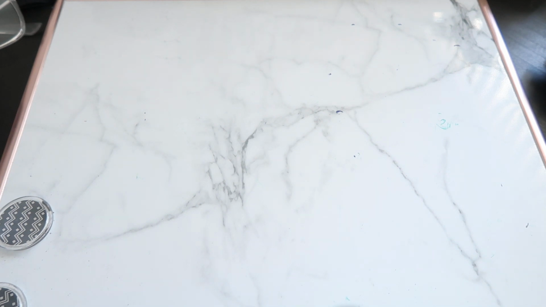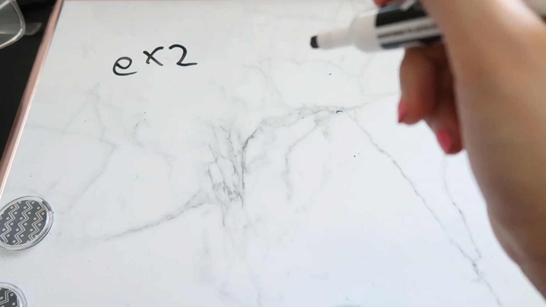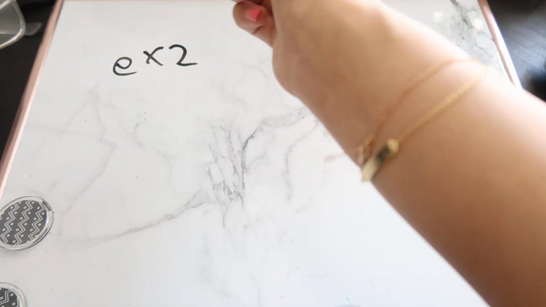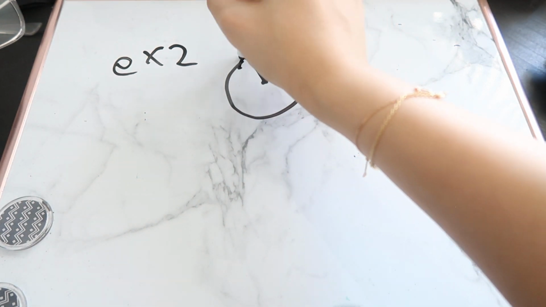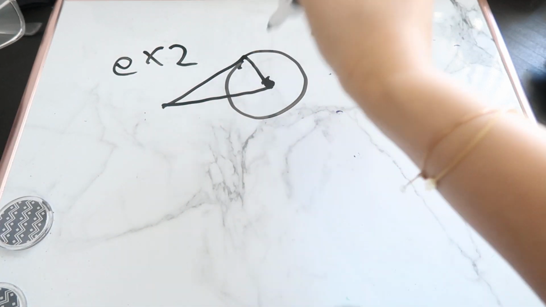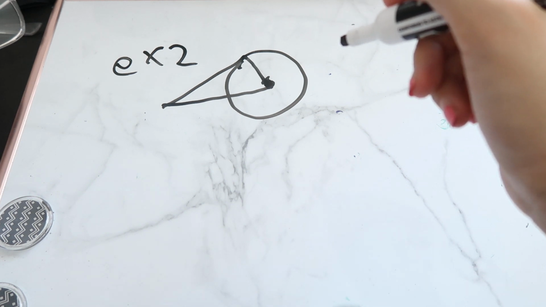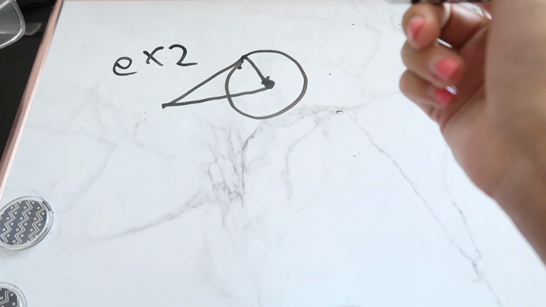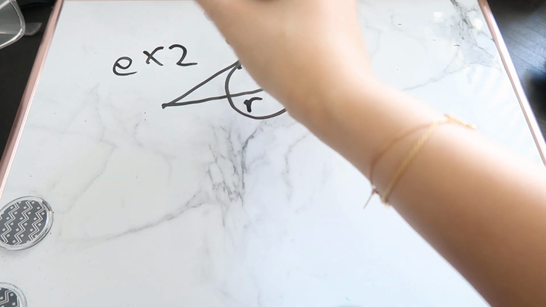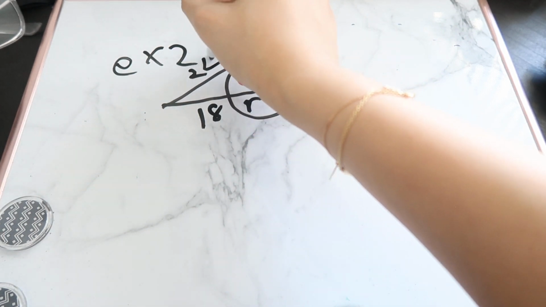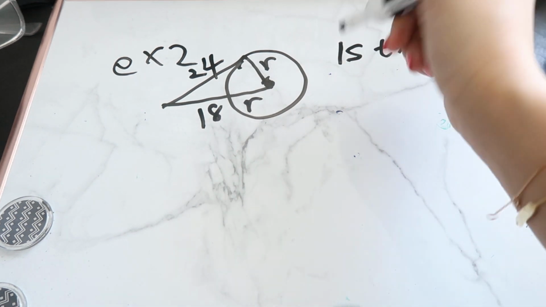Alright, so let's go to example 2. For example 2, we have a circle and we have a triangle. Alright, so let's see, when we have this, and this is r because it's the radius, then this is 18 and that's 24. Is this a tangent line?